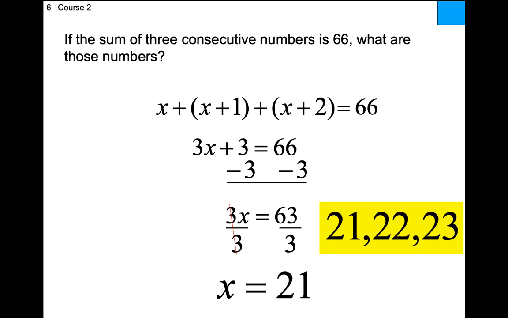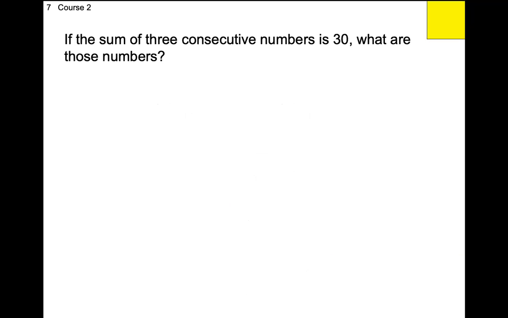I have a question. What? So how do you know when to stop going up? Like x plus. Well, it said only three consecutive numbers. If it said four consecutive numbers, then there would also be an x plus 3. All right.